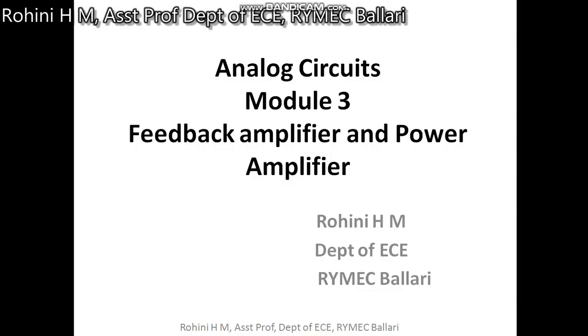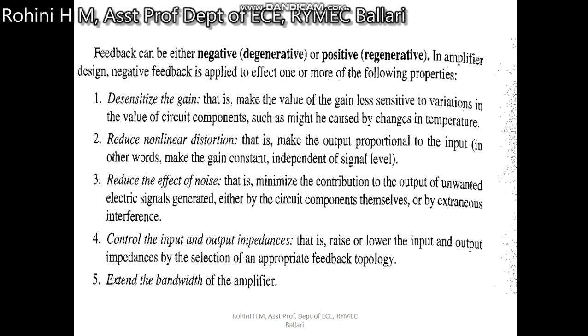Dear students, let us start the third module in analog circuits, that is feedback amplifiers and power amplifier. First we need to know the importance of feedback, why the feedback is required. Usually there are two types of feedback: one is negative feedback and the other one is positive feedback. Feedback can either be negative, which is called degenerative, or positive, which is called regenerative.